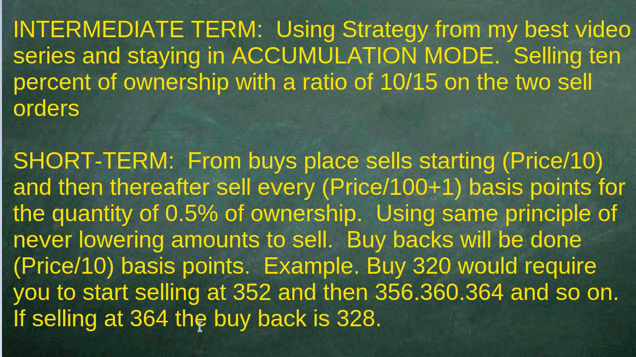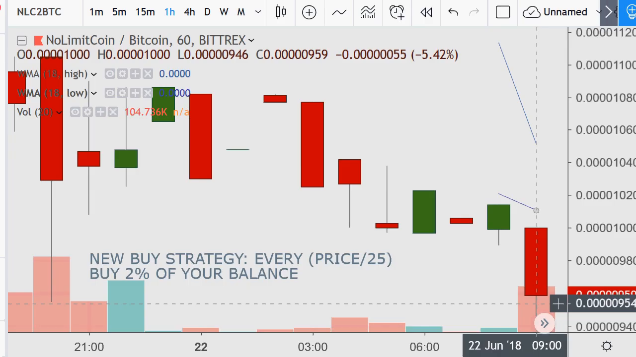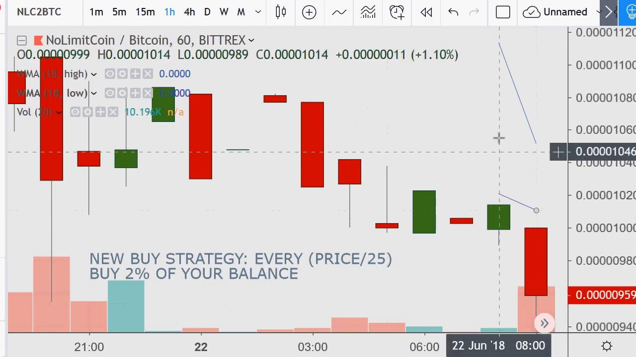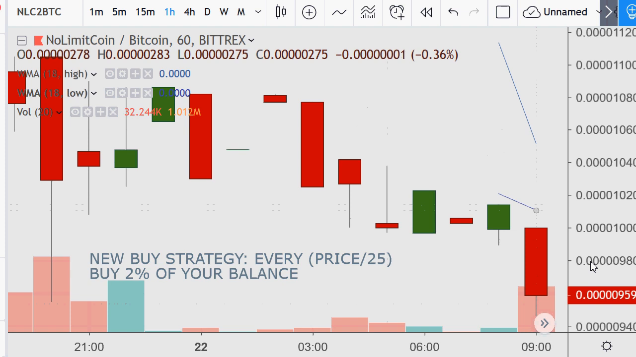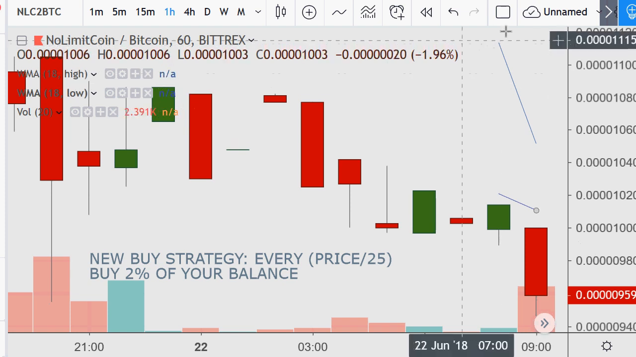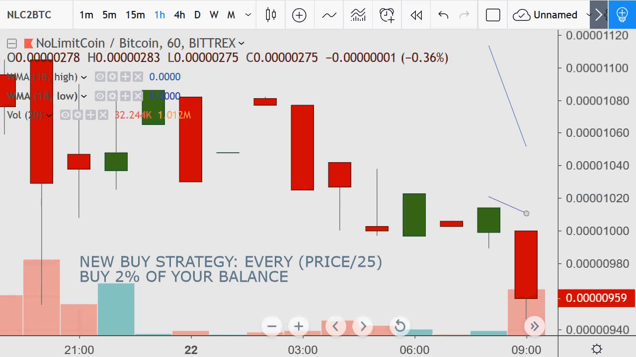If you're selling at 364, the buyback is 328, because we take 36 points off of such, and in doing so, that would get us a total of 328. That still leaves one thing that wasn't covered in that screen, and that would be that of the new buy strategy.